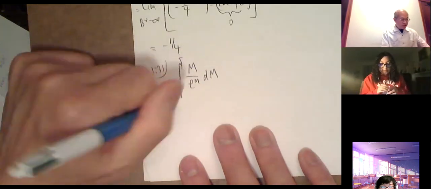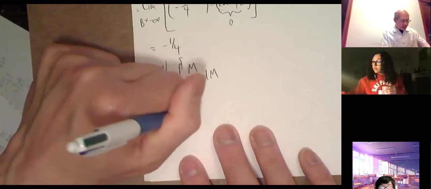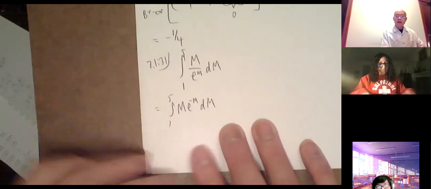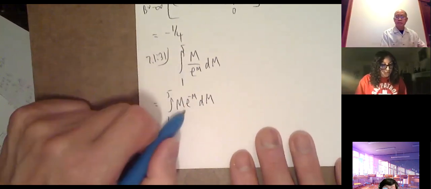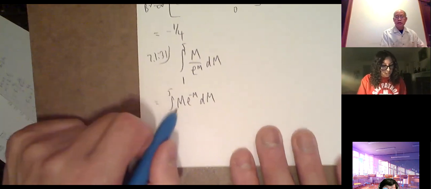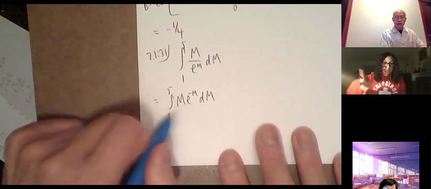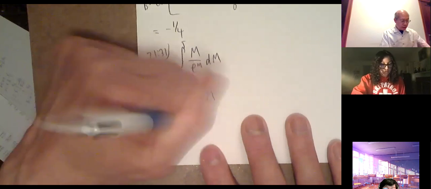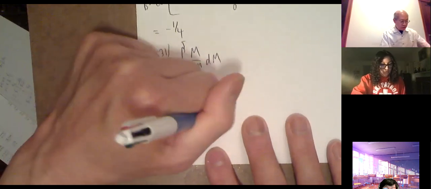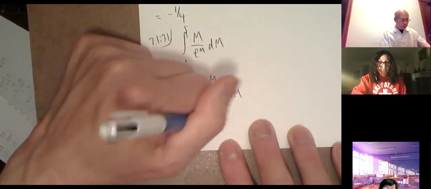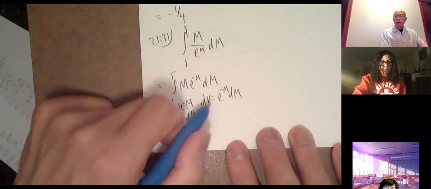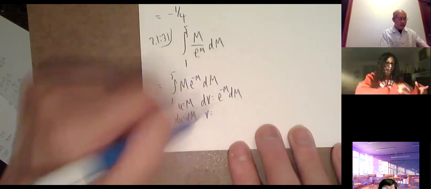So the key for this is to bring this up as m e to the negative m dm. Bring it upstairs like that. E to the m on the bottom means e to the negative m on top. Okay, so again, polynomial exponential. So u equals m, dv equals e to the negative m dm. du equals dm. The integral of e to the negative m is negative e to the negative m.